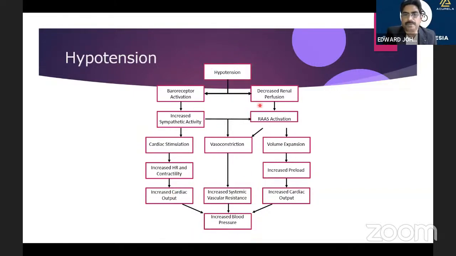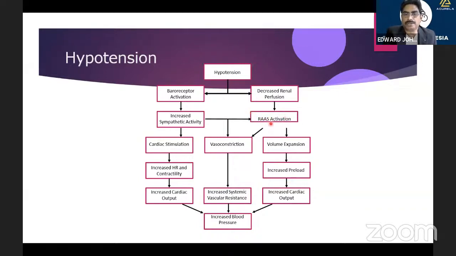In the other limb, what happens? The blood flow to the kidney is reduced, so renal perfusion is reduced and the RAA system is activated. You can say RAA, or AAA also: renin, angiotensin, aldosterone, and you can add ADH also.